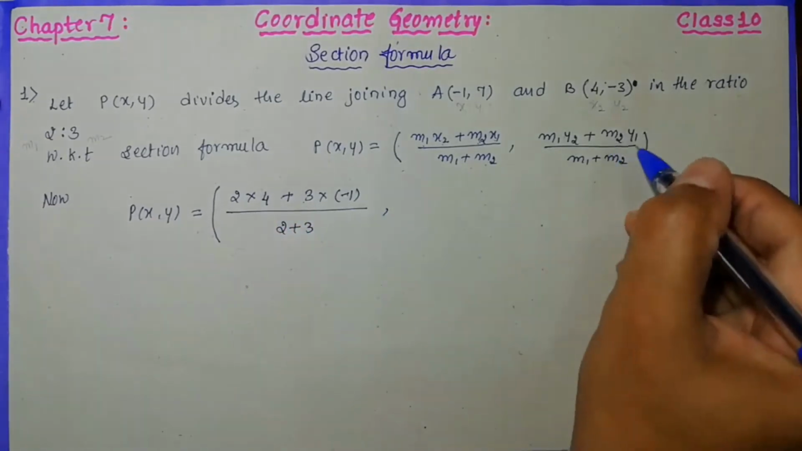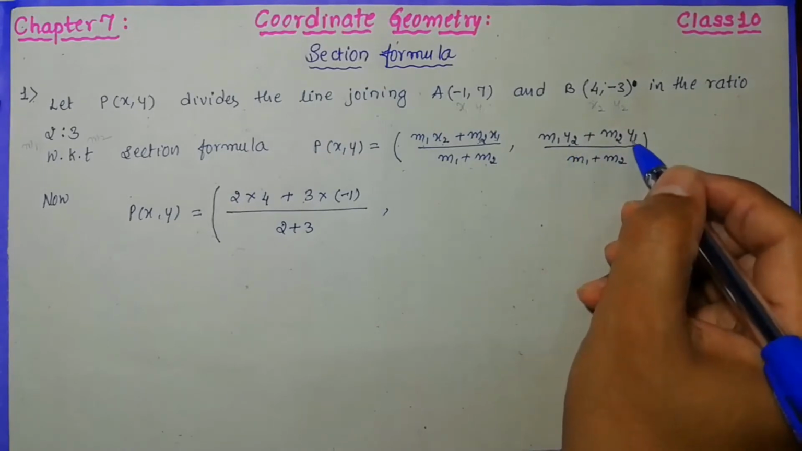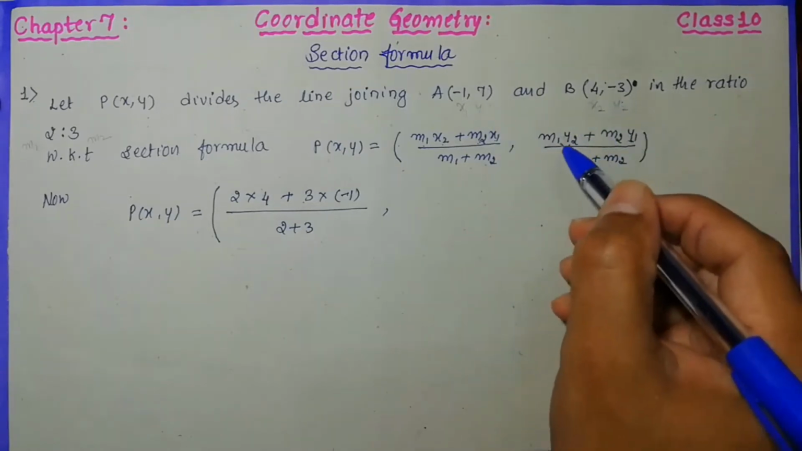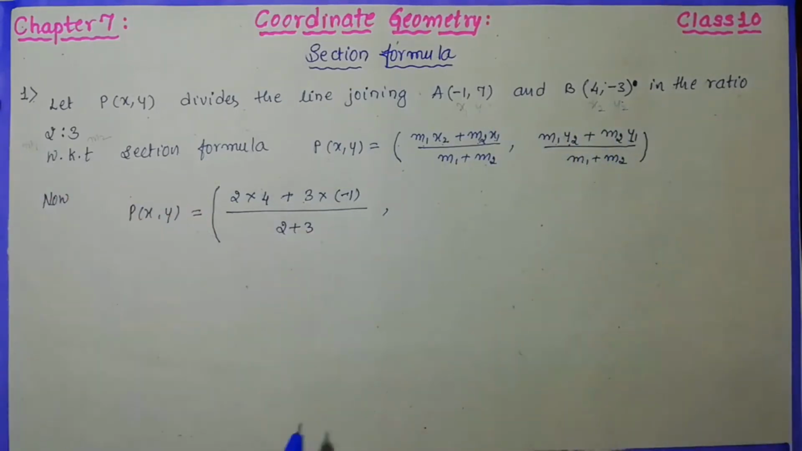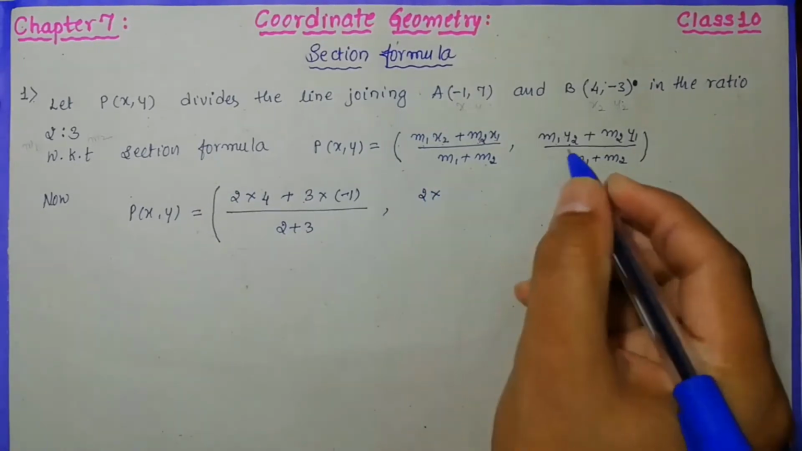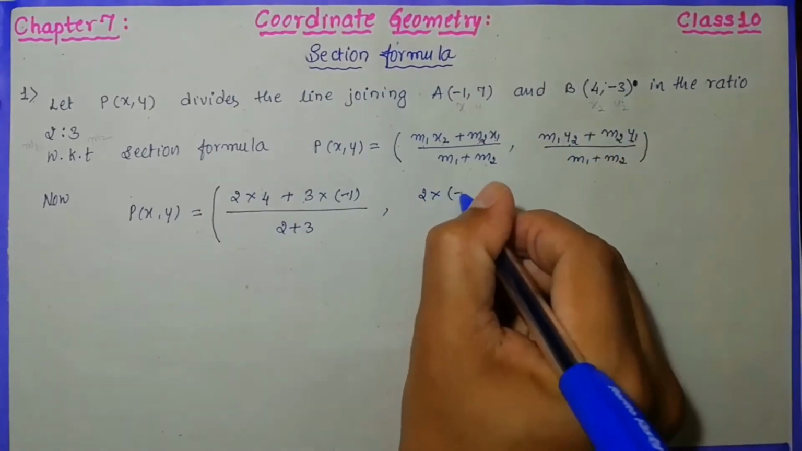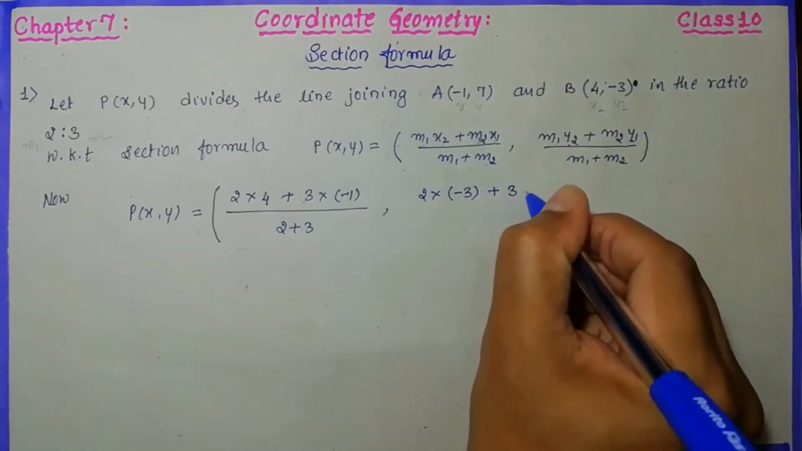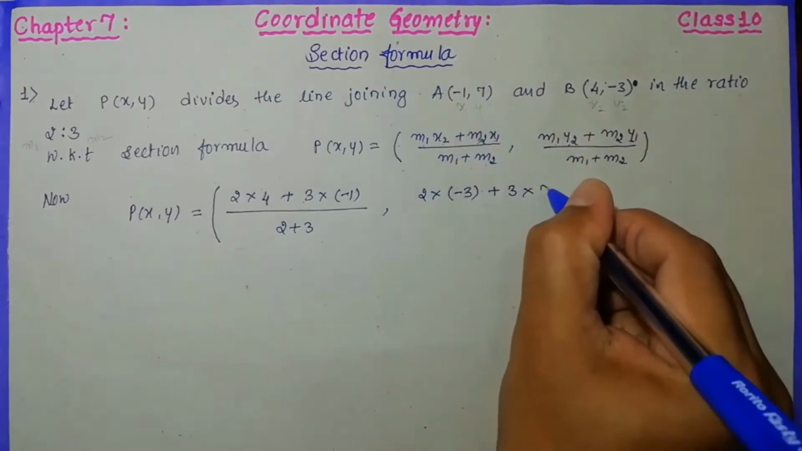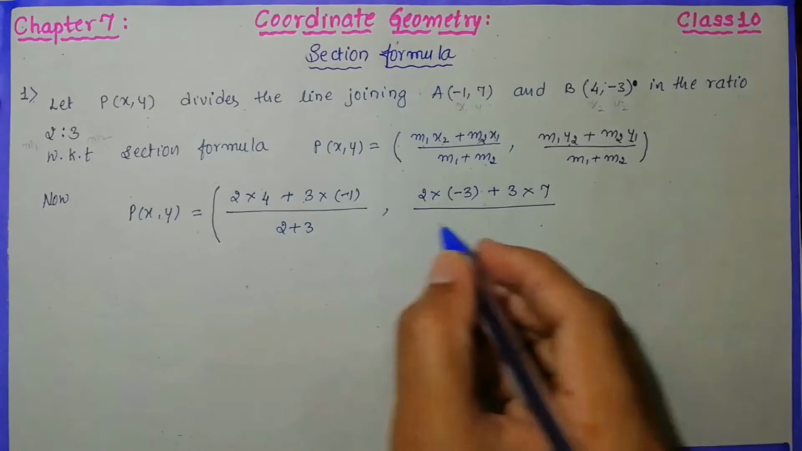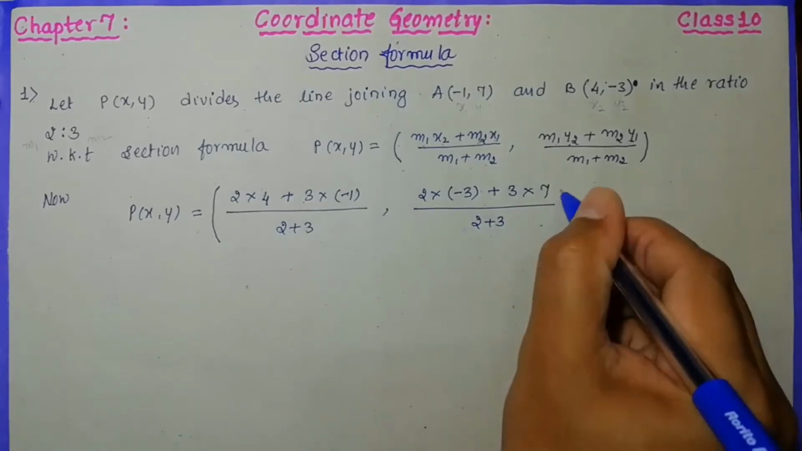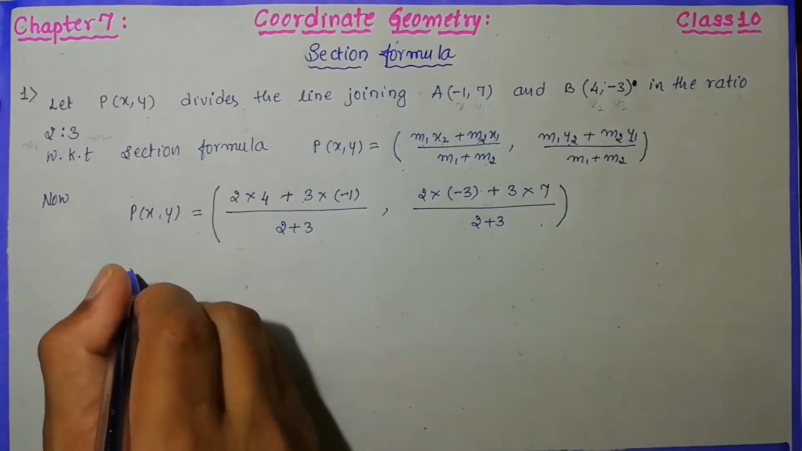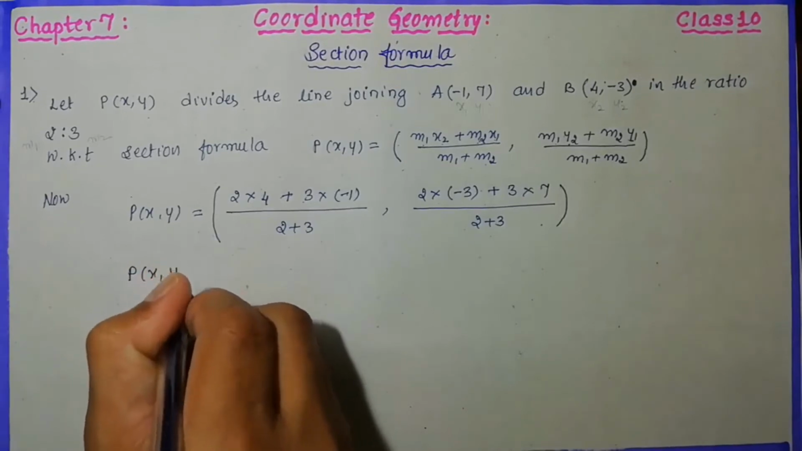And then for the y coordinate you have to consider only y1 and y2. Here we are not going to use x1, x2. This is y1, this is y2, and m1, m2, m1 plus m2 are the same. So first m1, 2 into y2, which is -3, so put a bracket (-3), and then plus m2, which is 3, into y1, which is 7. The denominator stays the same, 2 plus 3. Now the next step is simplification. If you simplify this, you will get the required coordinates of the point P.